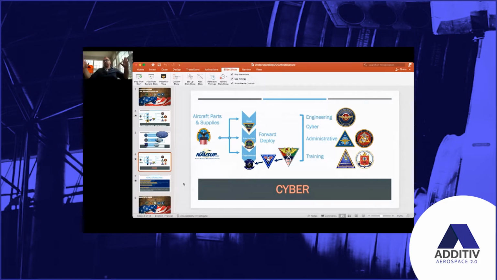You have to have these systematic plans on how you're going to implement AM here, how it's going to be affected here, who has to be involved here, and then overarching, how is this full package going to be cyber compliant and cyber safe?